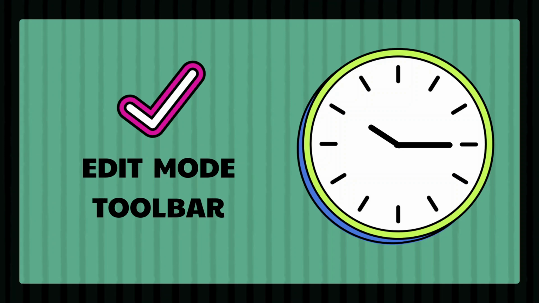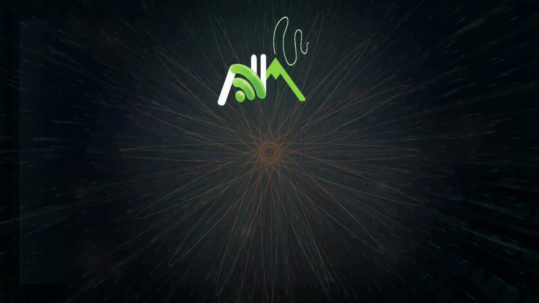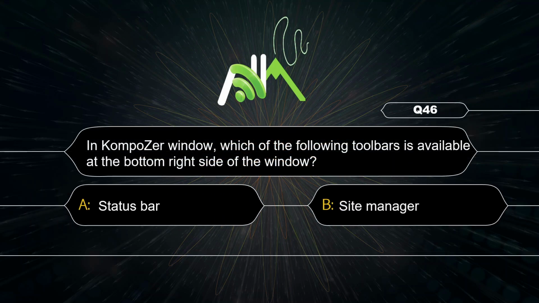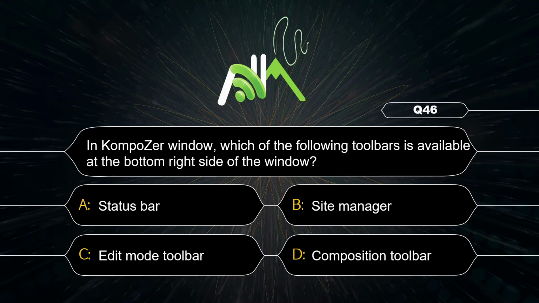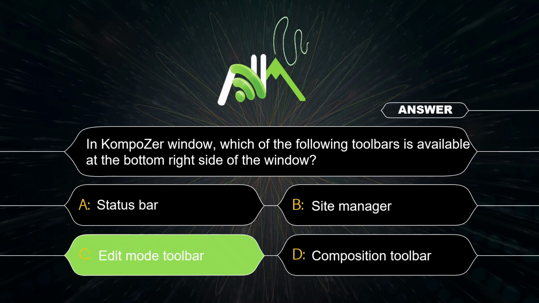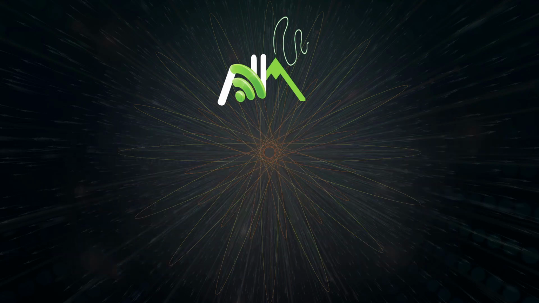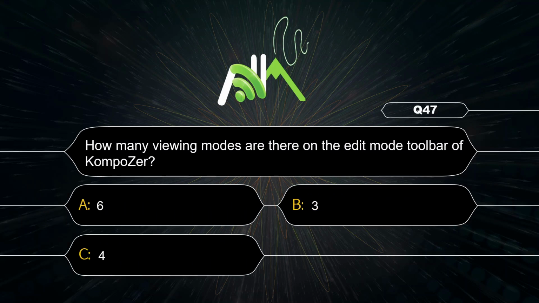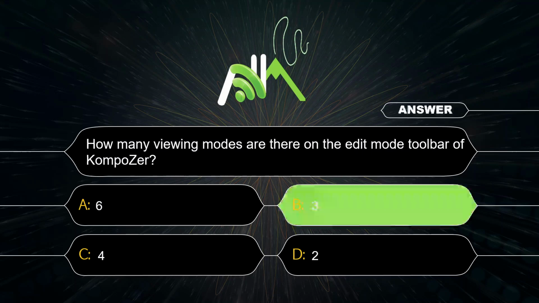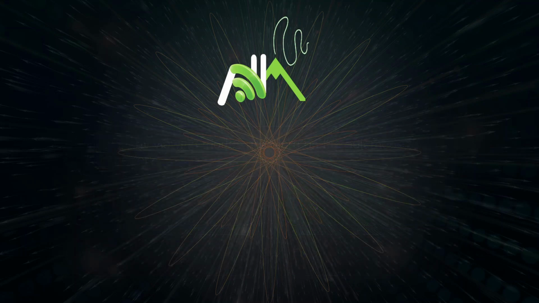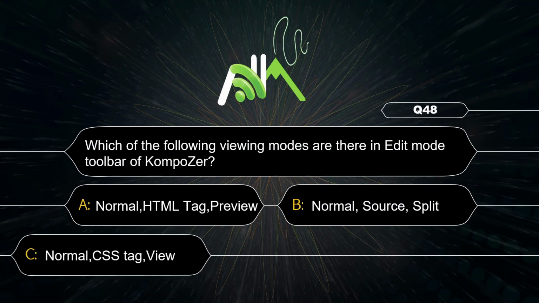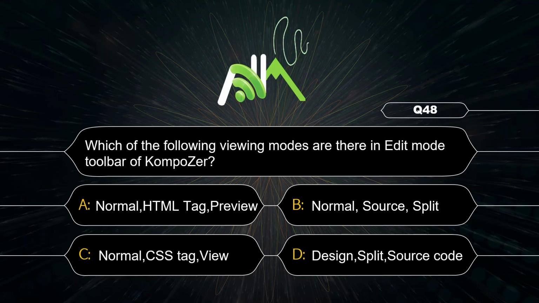Now we will see a few more questions on the edit mode toolbar. Which of the following toolbars is available at the bottom right side of the window? Edit mode toolbar. How many modes are there? So in total we have 3 more. Further we are going to see which are there. Yes. So here it is normal, HTML tag and preview. So further we are going to see more questions regarding it.